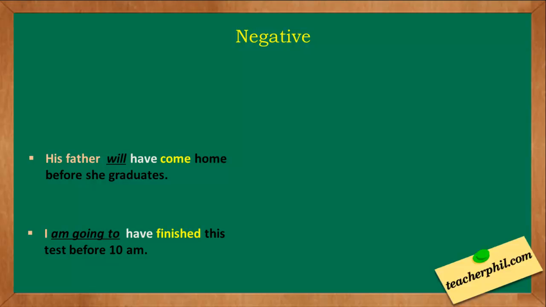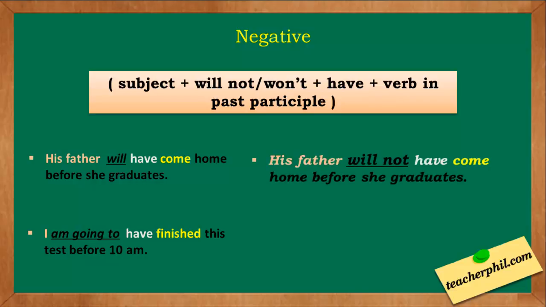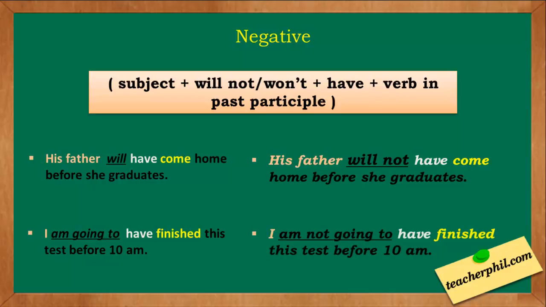For the negative sentence, we simply follow the pattern subject plus will not or won't plus have plus verb in past participle. Examples: his father will have come home before she graduates. The negative sentence is his father will not have come home before she graduates. I'm going to finish this test before 10 a.m. The negative is I am not going to have finished this test before 10 a.m.